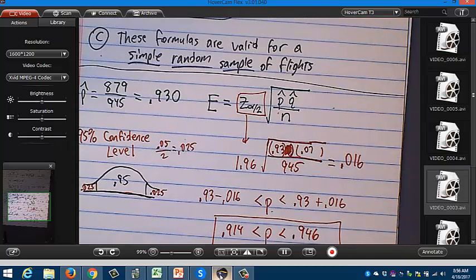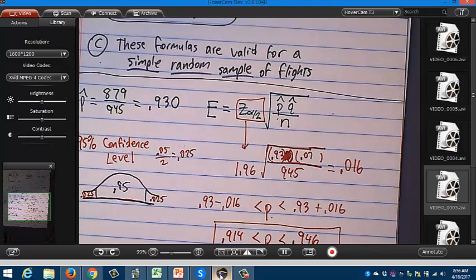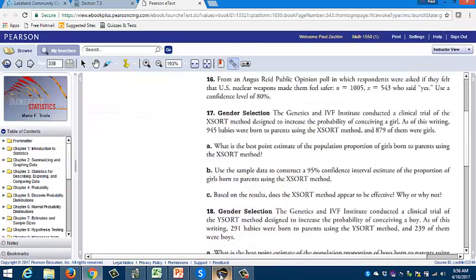Sierra, how's that look? You asked. Does that make sense? Cool. And then was there a part C? I think there was. Based on the results, does the XORT method appear to be effective? Why or why not? What did you guys say for that?